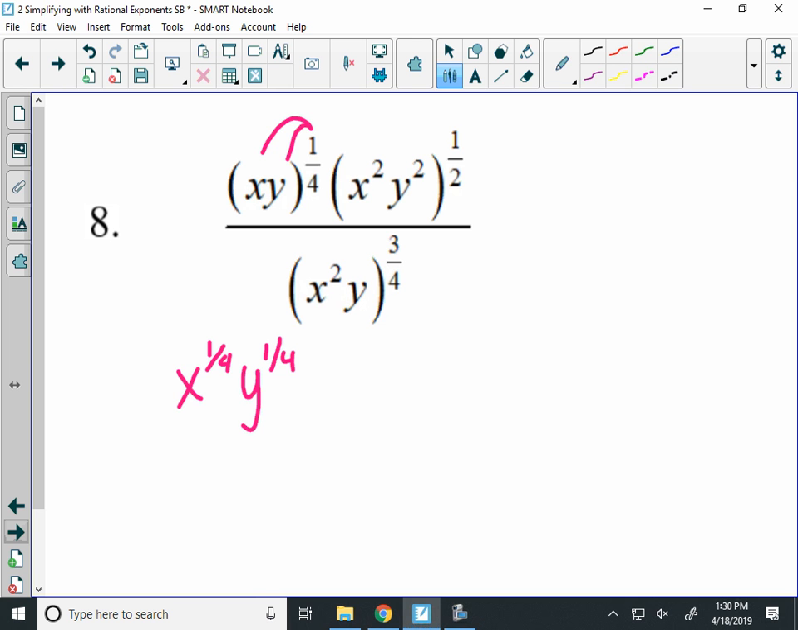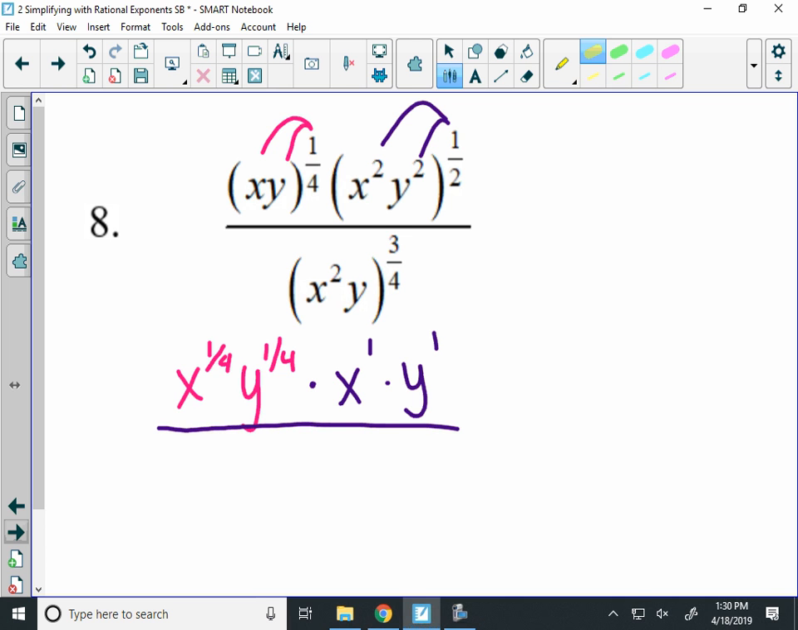Then over on this one, I'm going to distribute the 1/2. What's 2 times 1/2? 1. X to the first, y to the first. And then I'm going to have my denominator. Again, I distribute the exponent. I have 2 times 3/4, 6/4. And I'm actually going to leave it as 6/4. Can anyone anticipate why? What's the denominator up here? 4. We're going to need a common denominator. So let's leave it as 6/4. All right, and then that'll be y to the 3/4.